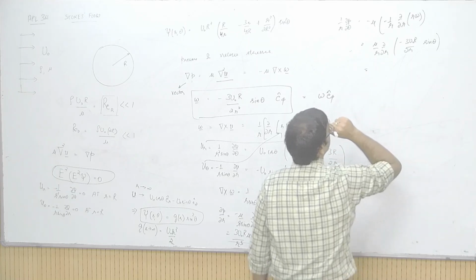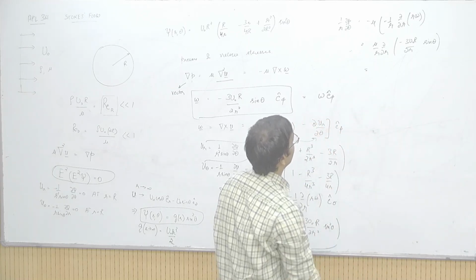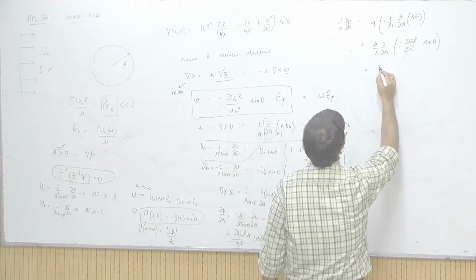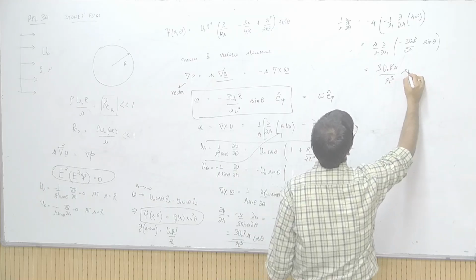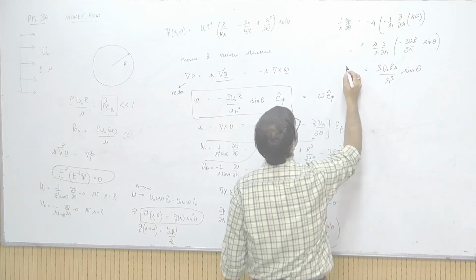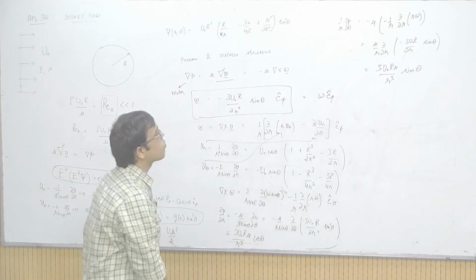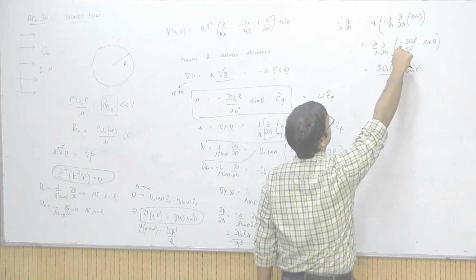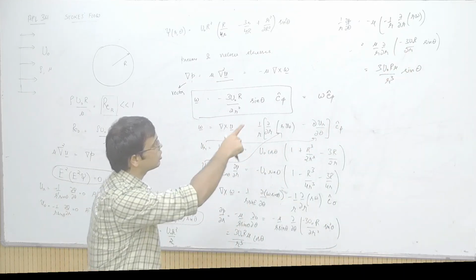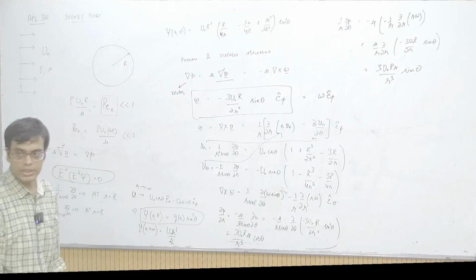What do we get from here? We'll simply get 3 u naught R mu over r cube sin theta. So there is a 1 by r, minus 1 by r, so 1 by r square, and then you'll get r cube in the denominator.